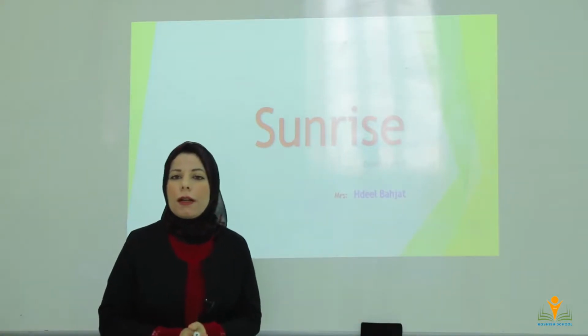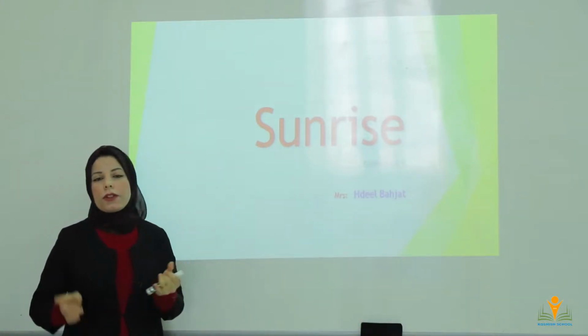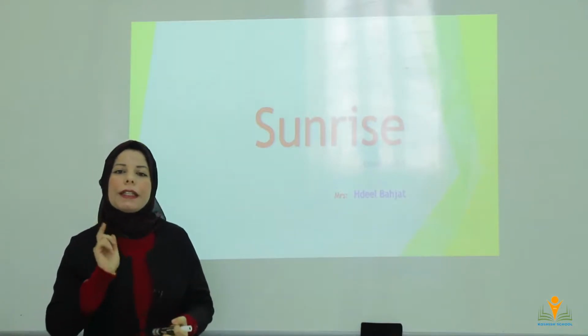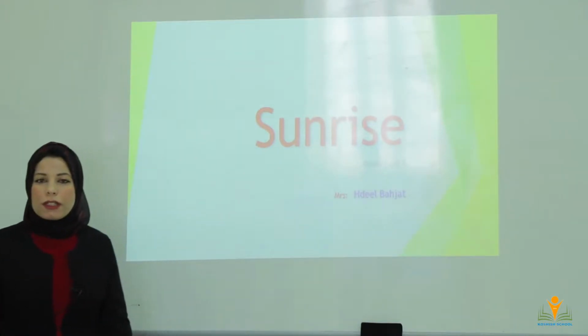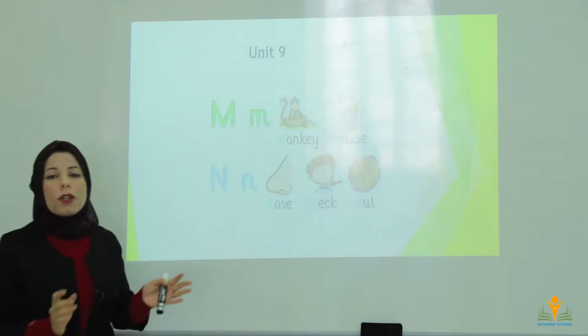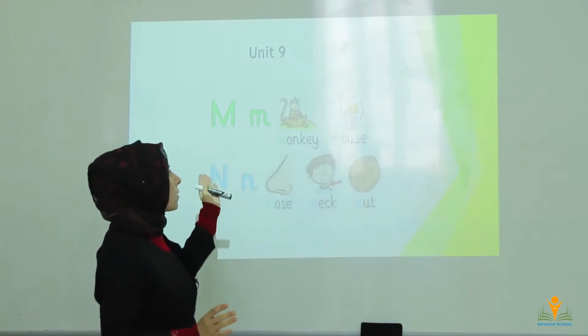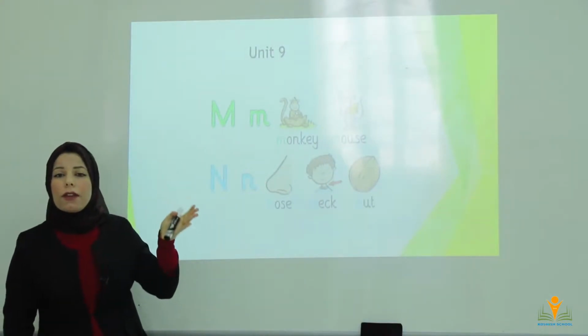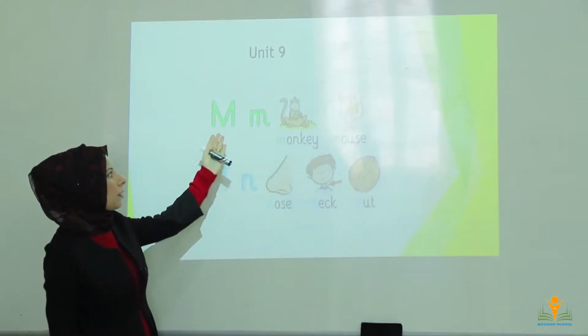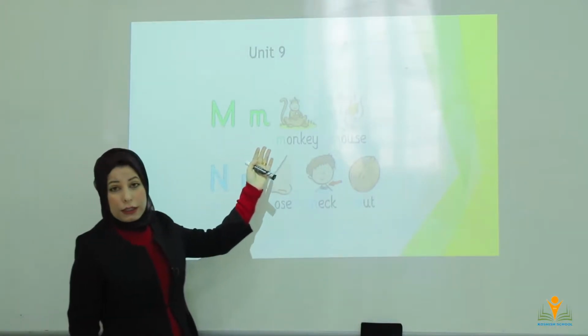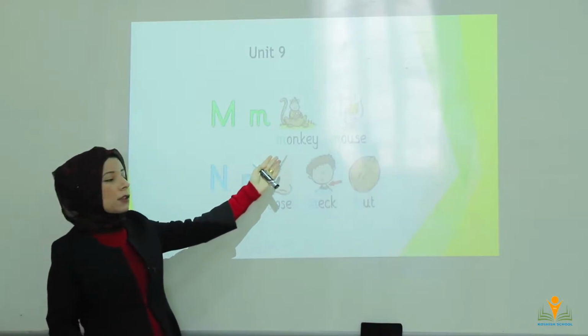Okay guys, today I'm going to talk about the summary for grade 2 A, B and C. Okay, now let's start. As you know guys, in unit 9 we have some words. We have the letter M, capital M, small m. Let me give you an example for it.